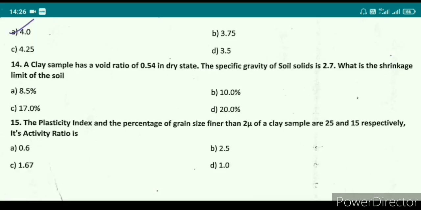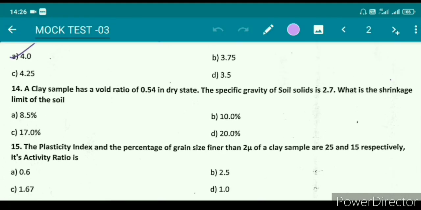Question number 14. A clay sample has a void ratio of 0.54 in dry state. The specific gravity of soil solids is 2.7. What is the shrinkage limit of the soil? Option A 8.5%, option B 10%, option C 17% and option D 20%. So the right answer for this question is 20%.